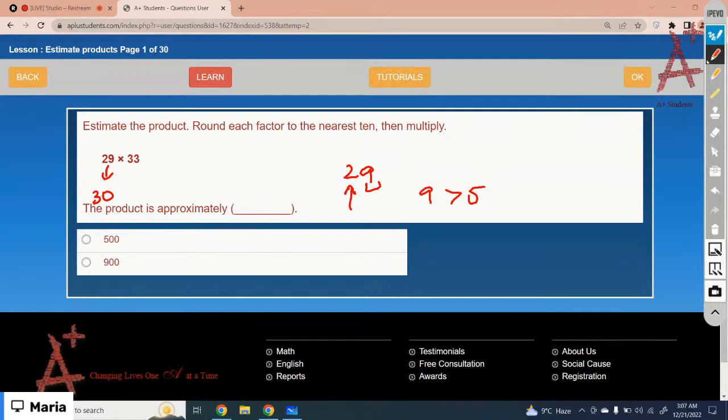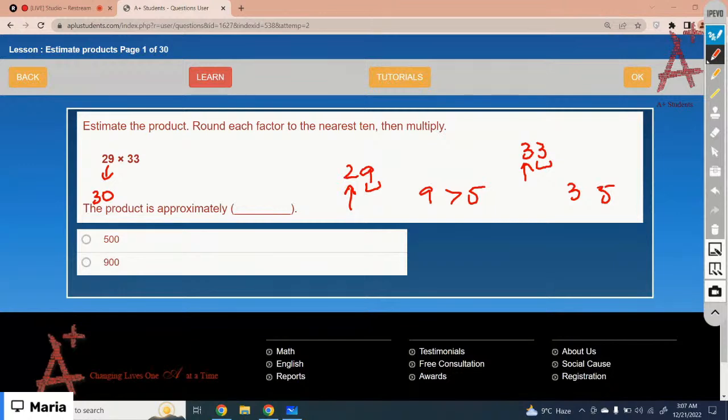Got it? Okay, the next one is 33. You have to round off 33. 3 is at the tens position and the digit right next to 3 is 3. You have to compare the digit to 5. 3 is greater than 5 or less than 5?